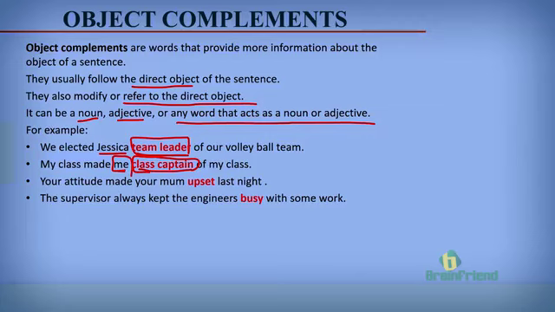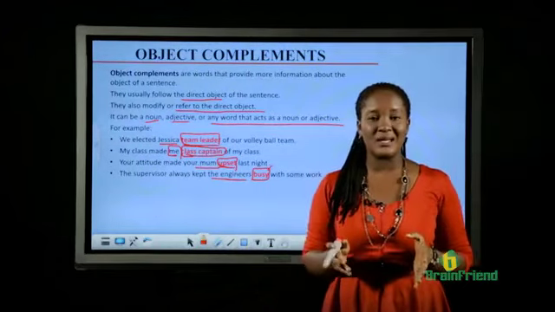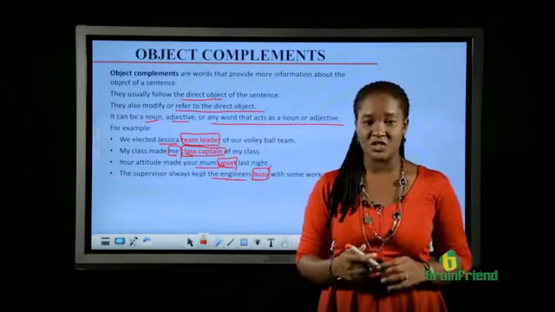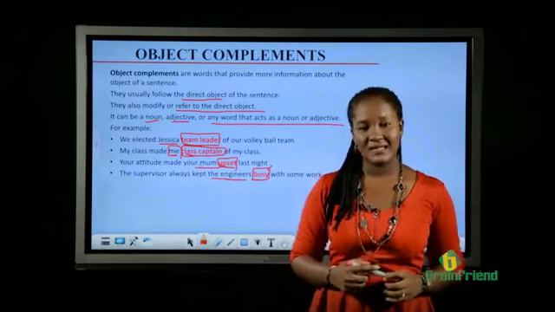And then we have, your attitude made your mom upset last night. Upset is the object complement for your mom. Your mom is the object of this sentence. The supervisor always kept the engineers busy with some work. Busy is the object complement for the engineers because it describes the engineers. So basically, object complements describe the object of sentences. They give more information about the objects of sentences.